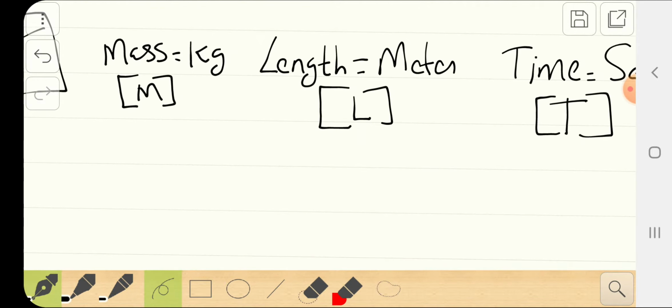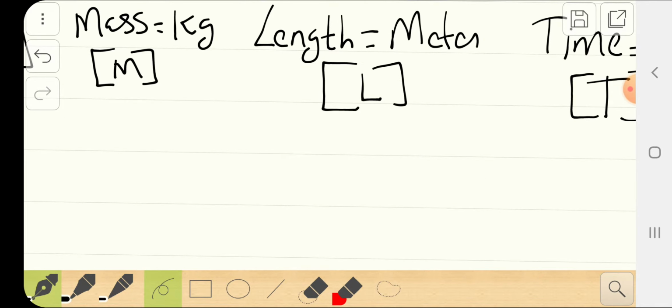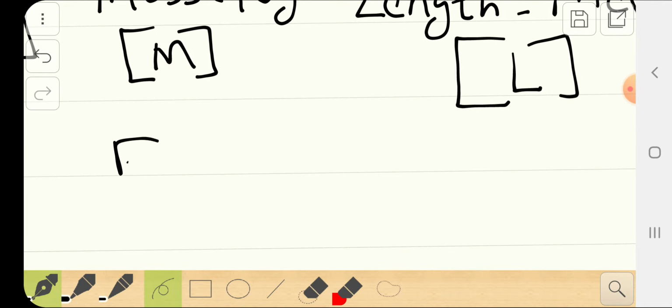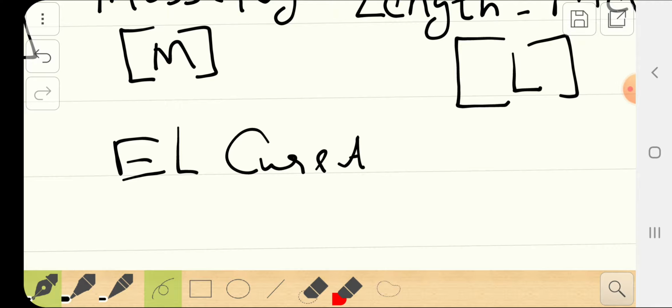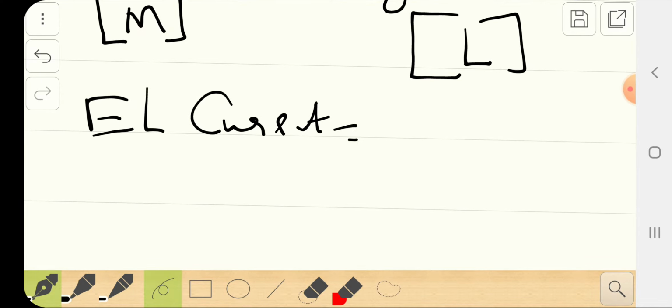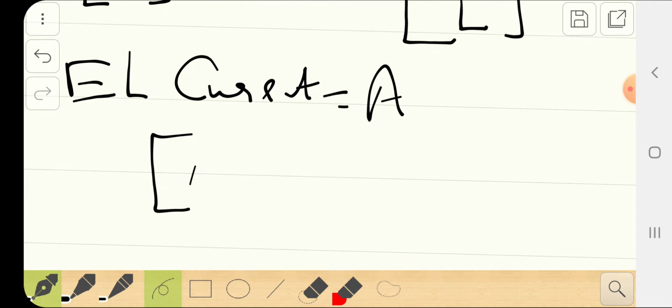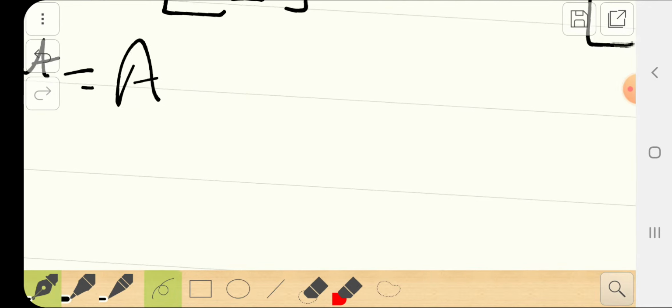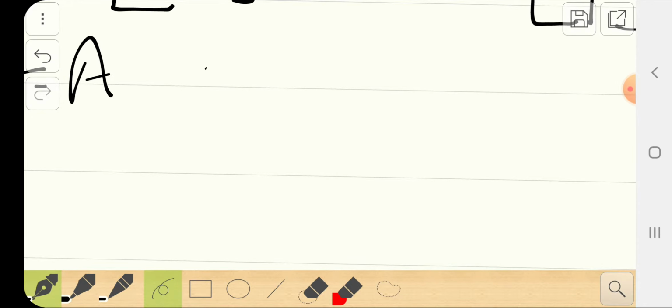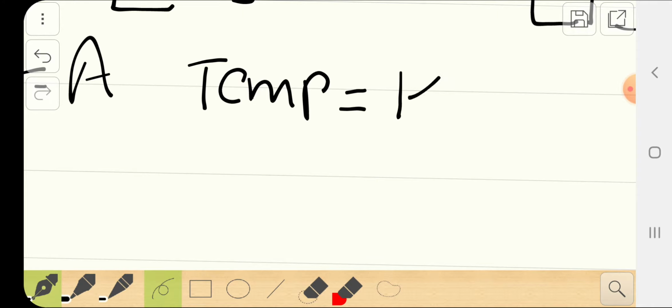Now, the fourth one is electric current, named after the great scientist Ampere, right? So you use the same symbol, ampere. Okay, you will discuss this in the P2 program in more detail. Okay, so there is temperature in Kelvin. The symbol is K.